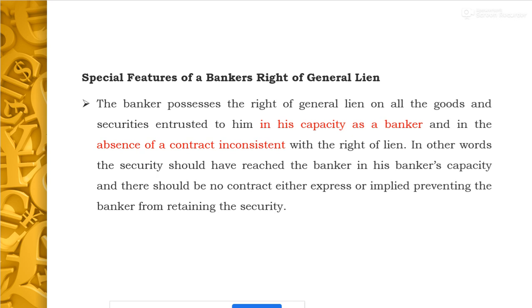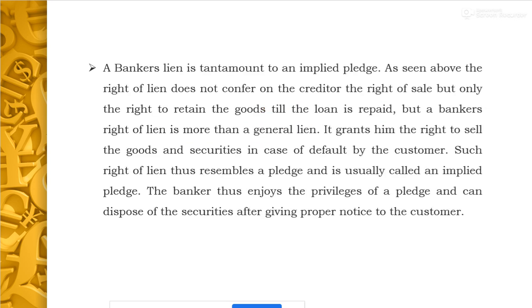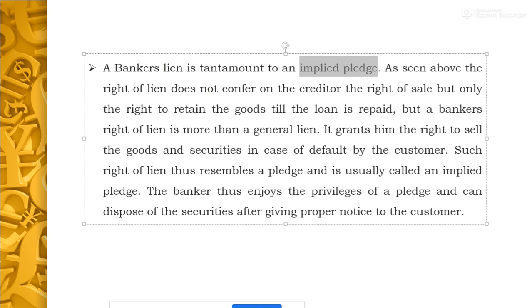Now, രണ്ടാമത്തത്, a banker's lien is tantamount to an implied pledge. So, the next thing is banker's lien is tantamount to or equivalent to or equal to. Okay, so banker's lien is equal to or equivalent to an implied pledge.